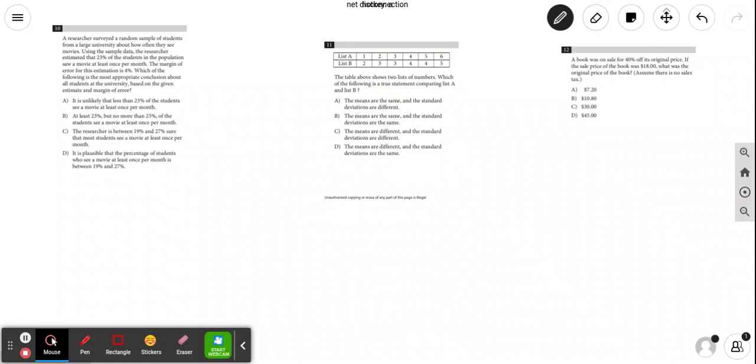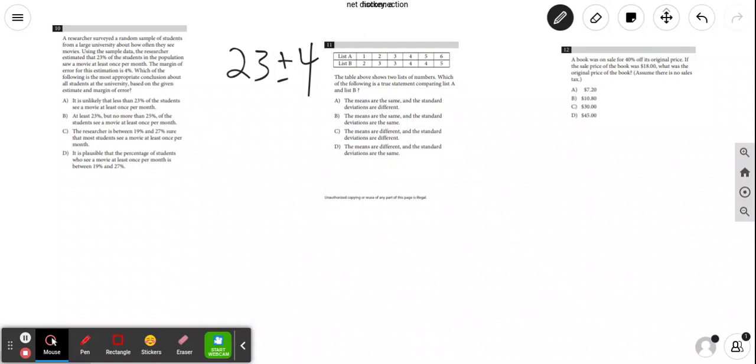Okay, start with just reading the problems. Researchers surveyed a random sample of students from a large university about how often they see movies. Using the sample data, the researcher estimated that 23% of students in the population saw a movie at least once per month. The margin of error for this estimation is 4%. Okay, so 23 plus or minus 4. Which of the following is the most appropriate conclusion about all the students at the university based on the given estimate and margin of error?